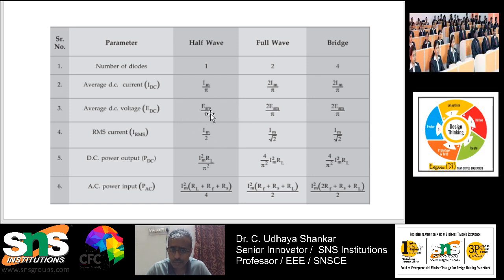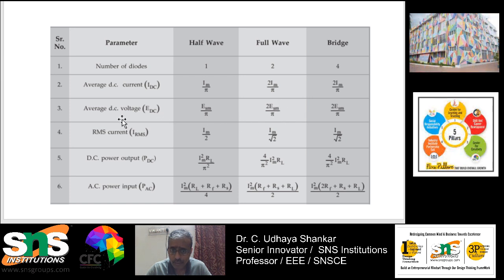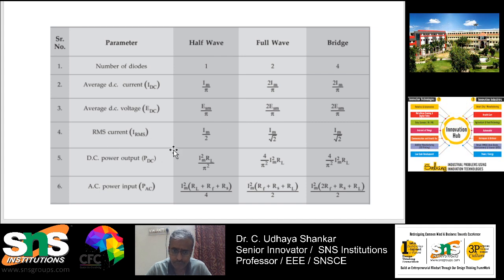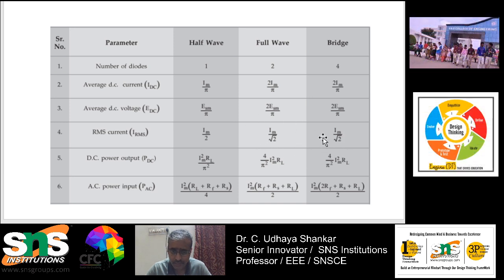So you will be getting EM by pi as the average DC voltage for the half wave, as well as 2 EM by pi for the average DC voltage for the full wave rectifier. For the bridge configuration it is again 2 EM by pi, because the wave shapes are the same for both center tapped and bridge configurations. Next is RMS current. In case of half wave it is Im by 2, whereas in case of full wave it is Im by √2, and again in bridge also it is Im by √2.